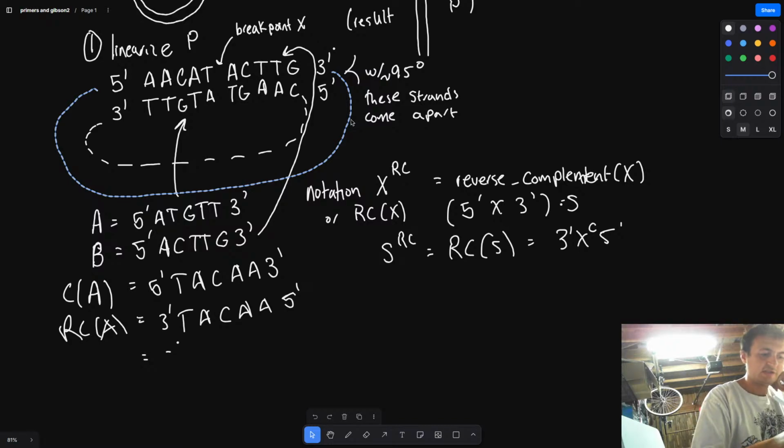So then this is equal to 5 prime A C A T 3 prime.